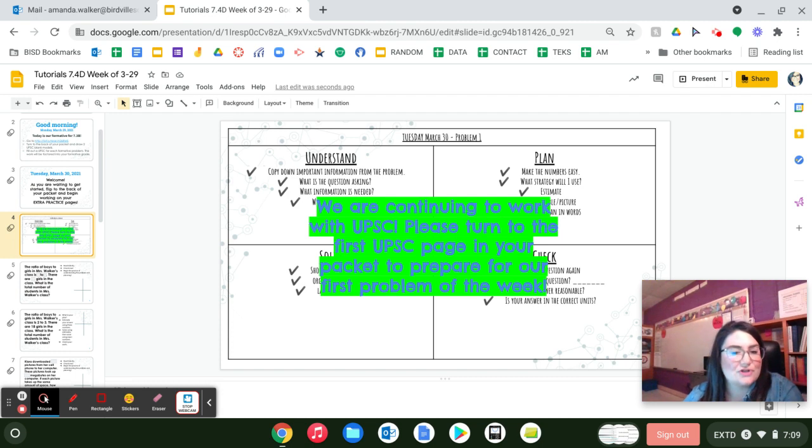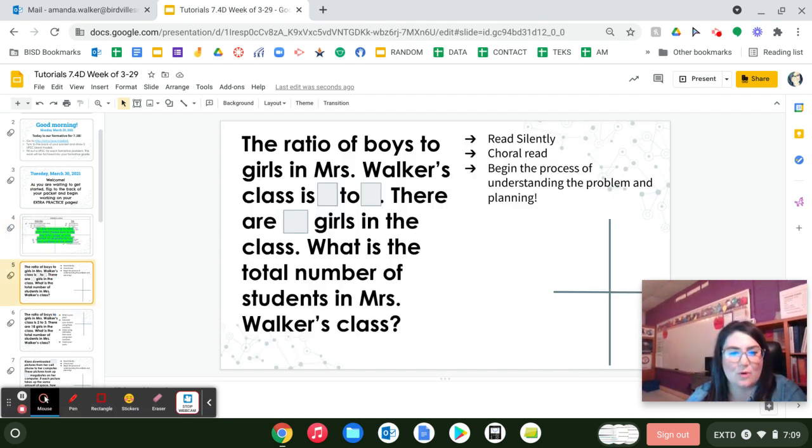So if you will turn to the first UPSC page, it's titled Tuesday, Part 1. Here is the first problem. So if you will first take time to read silently, you can pause the video while you read silently. Then we will do a choral read all together. I'm going to go ahead and read it out loud so that you can hear the problem being read.